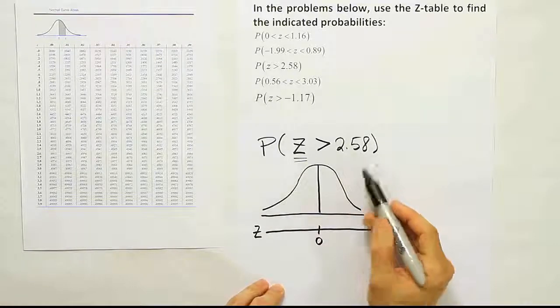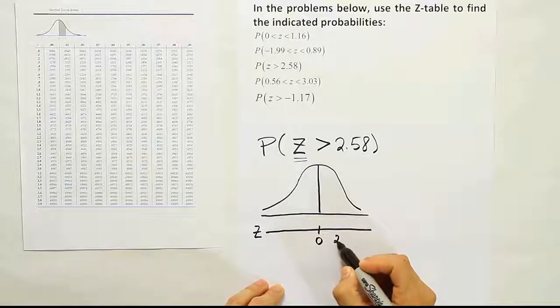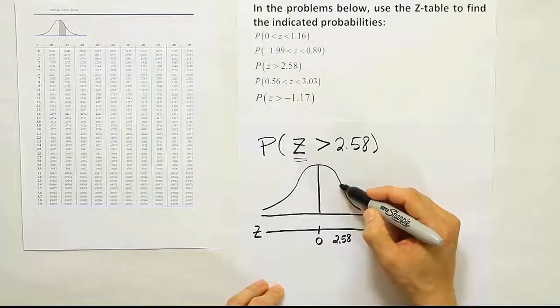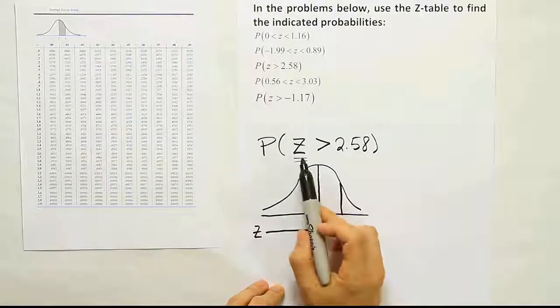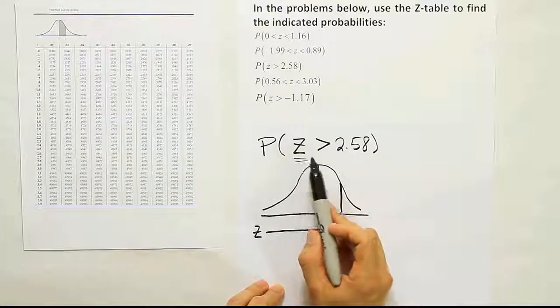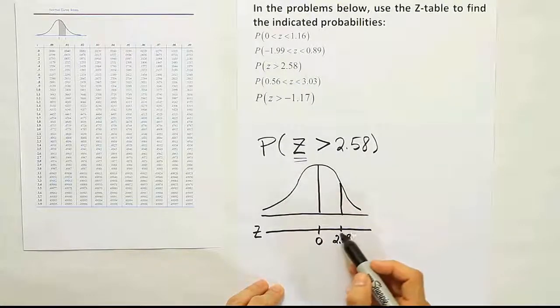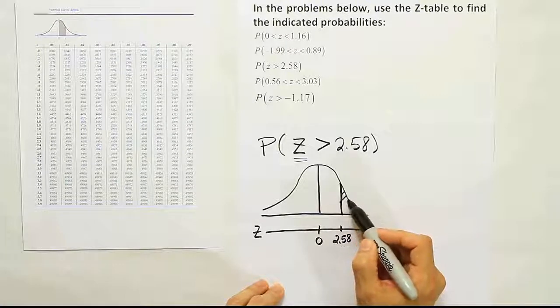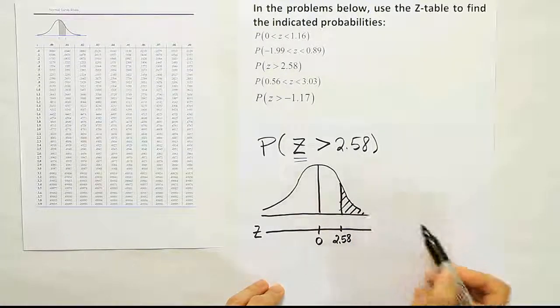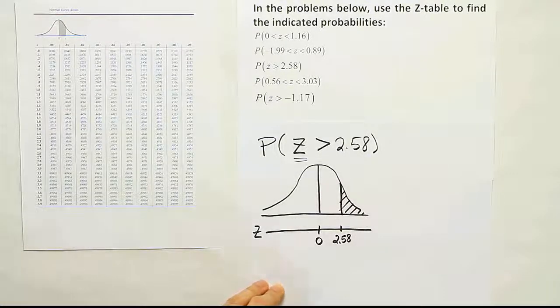All right, now 2.58 is to the right of 0, so I'm going to draw that here. Here's my 2.58, and I'll go ahead and draw a line on the curve representing where I think that would be. And then we're looking for the probability that z is greater than that number. Z is greater than. So greater than on the curve or on the number line is indicated by the right-hand side. So I'm going to go ahead and shade the right-hand side of this little drawing. And once I have the drawing shaded, it's time to go look up the z-score on the z-chart.